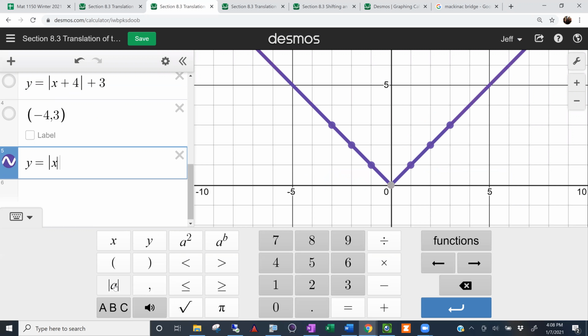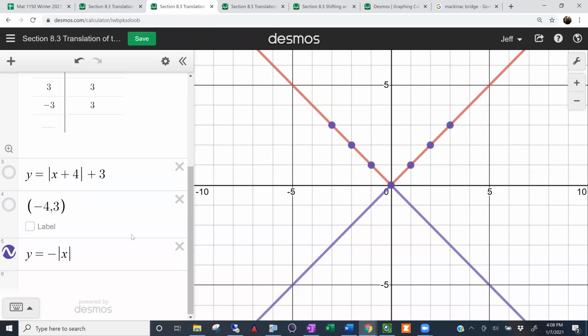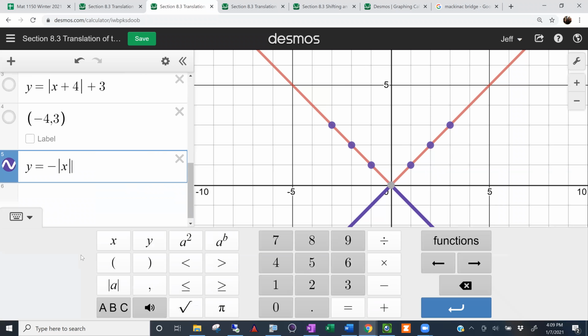Absolute value of x. You know what? I probably should have typed in the negative out in front first. So let me back up, put the negative there. And you can see that the graph has been flipped from what we started out with, the graph of just the absolute value. How about that -4? What's that going to do? It should shift it down by 4. Let's see that it does.